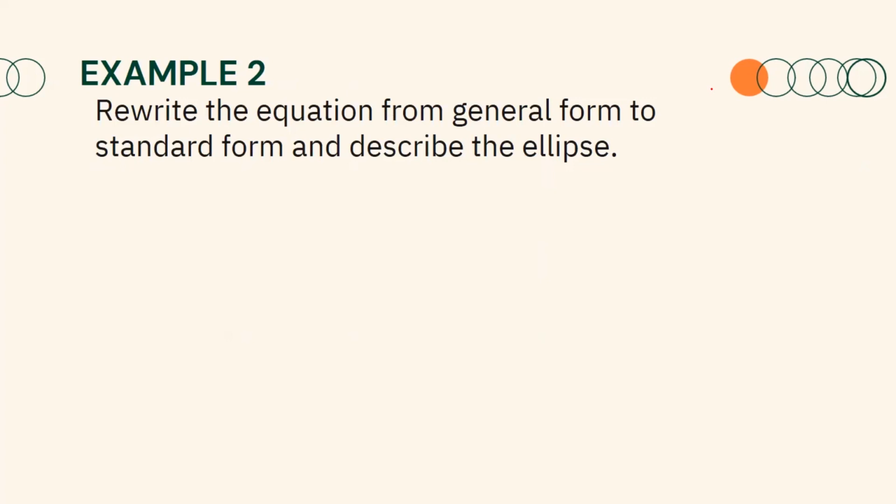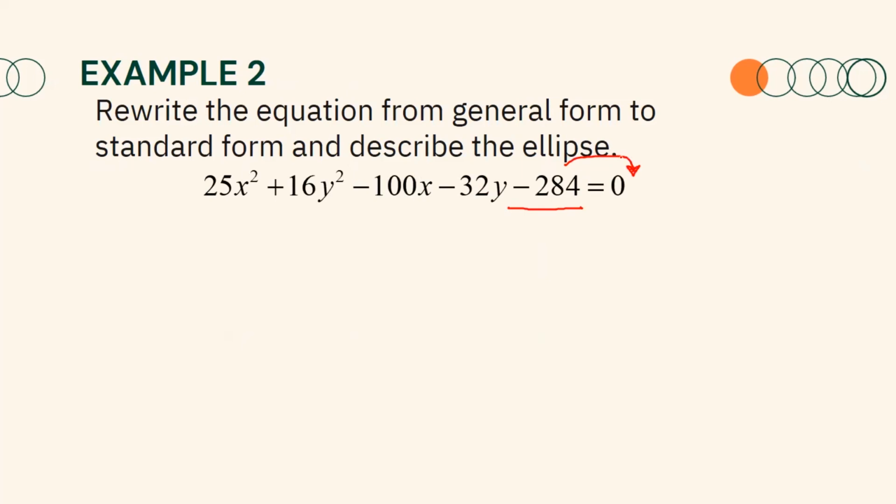Rewrite the equation from general form to standard form and describe the ellipse. We have the equation 25x² plus 16y² minus 100x minus 32y minus 284 equals 0. Again, the first thing that we need to do is to write the equation in standard form. To do that, we need to isolate the constant term to the right side of the equation and group the terms according to their variables.